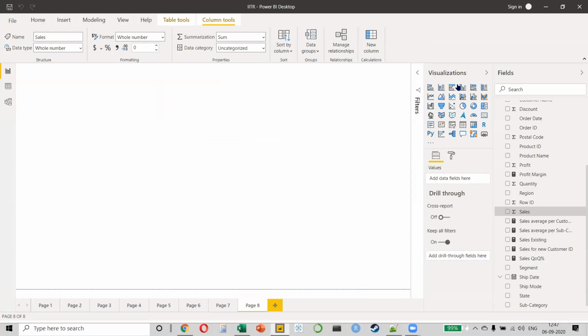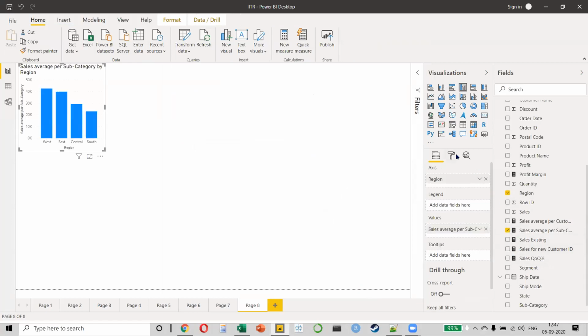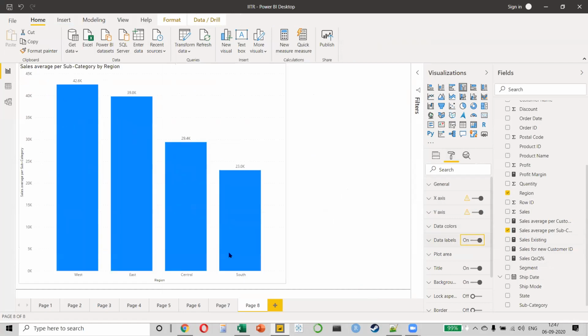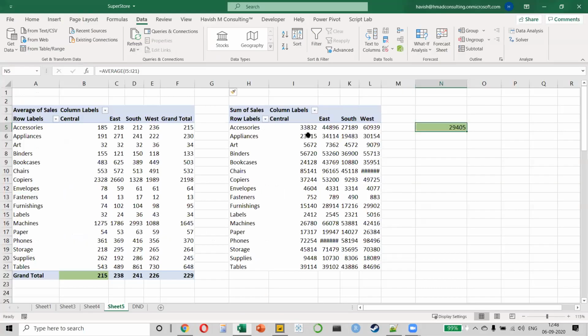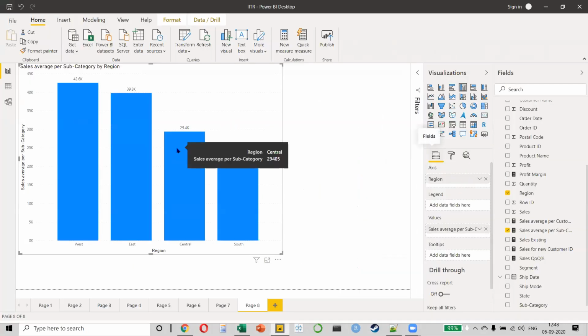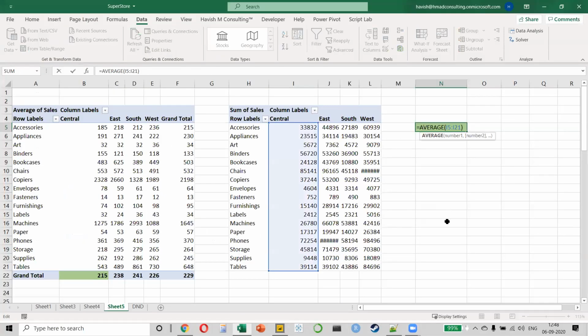So now when I make a chart with my region and my sales average per subcategory, you will notice that we get South is 22,986, right? Let me show you for Central only. Central is 29405. This is the same number that you see here, which I had to do manually like this. Now, a lot of you must be thinking, but Abhish, if we can do this on Excel also, then why do we need Power BI?